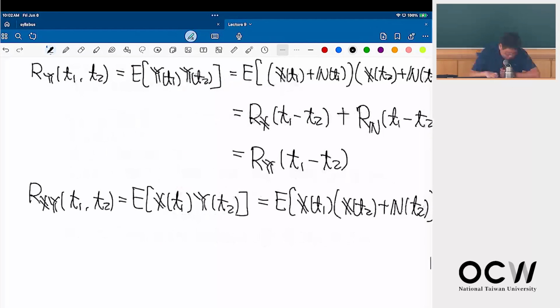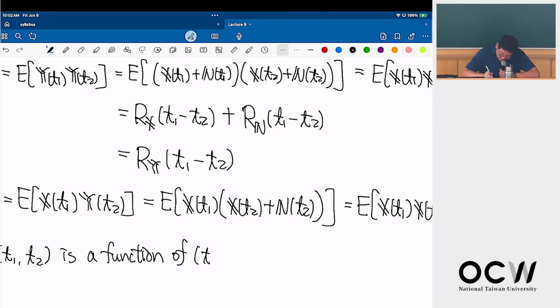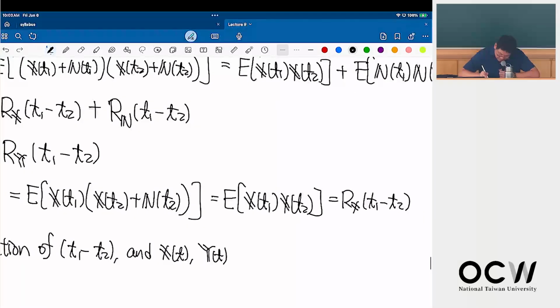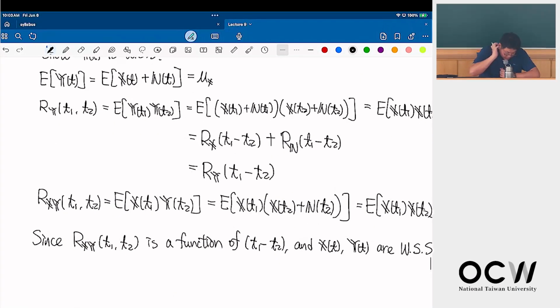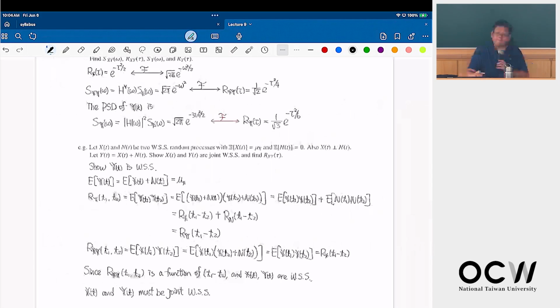Therefore, since the cross correlation is a function of time difference t1 minus t2, and also x and y are wide-sense stationary, then x and y must be jointly wide-sense stationary. Let's just quickly go through that.